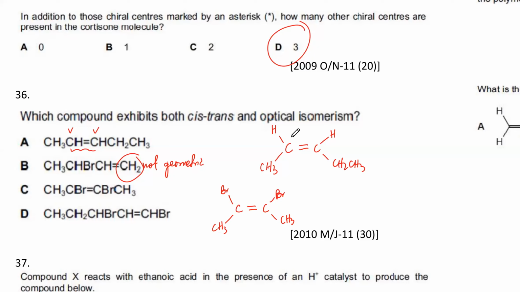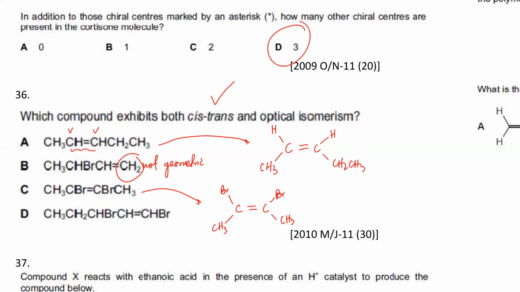This one is the first one. So both of them are geometric, they are cis trans, but they're not optical because the carbons with the double bond are out of the optical question. Anything that's got double bonds can't be optical. 2 H's, 3 H's, 3 H's can't be optical. It's probably then the last one.